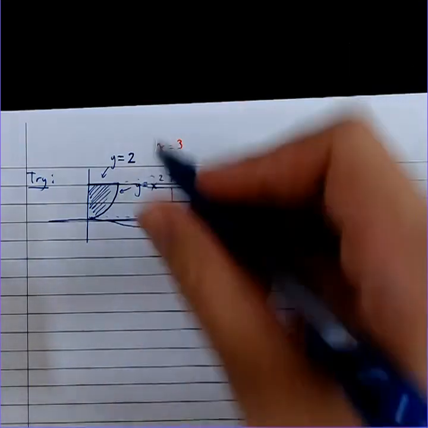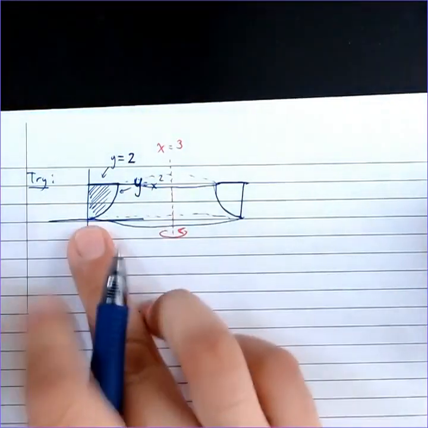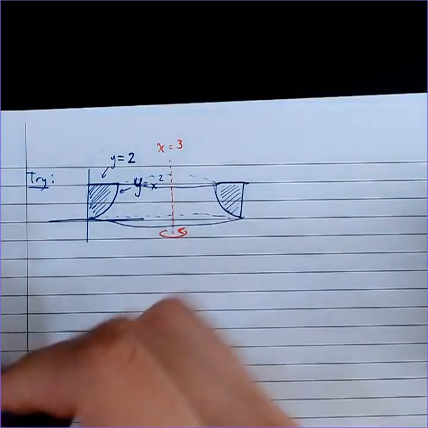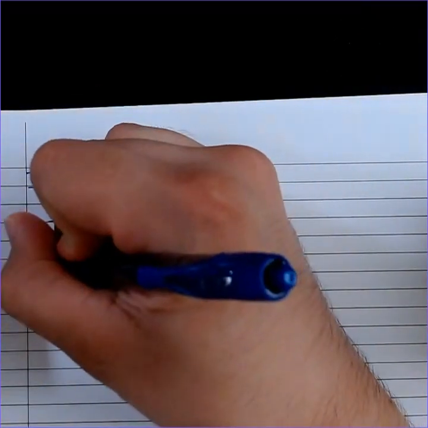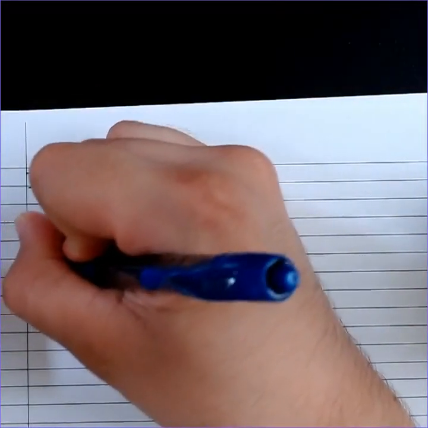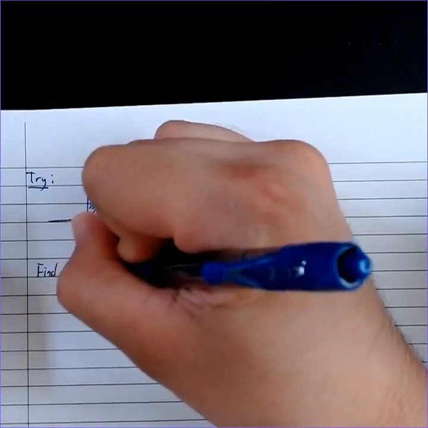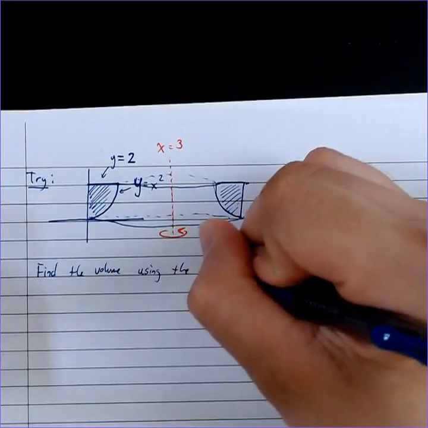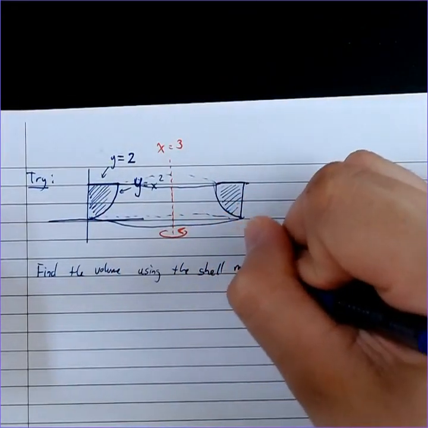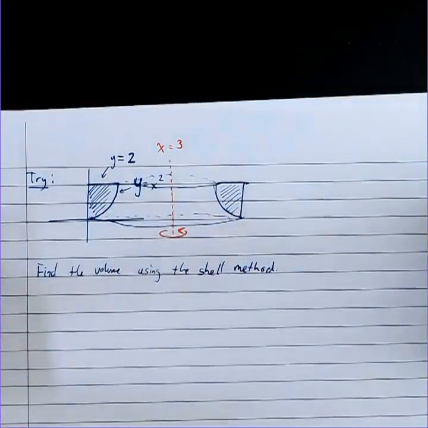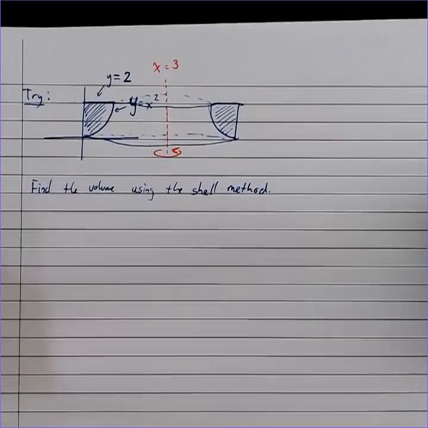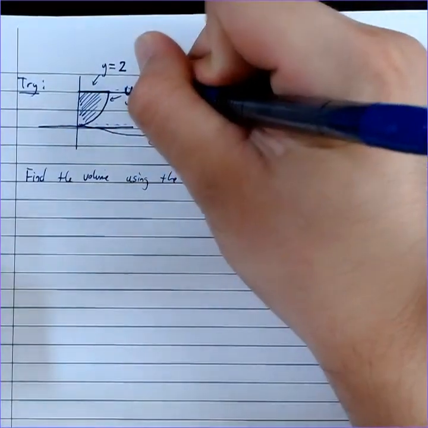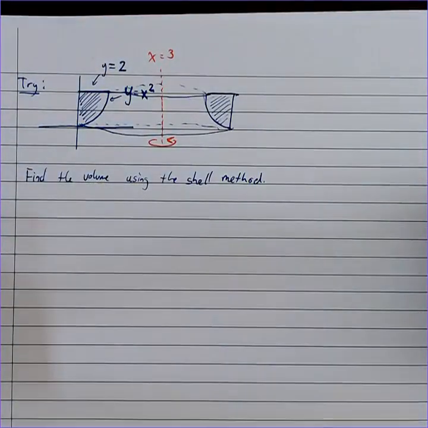All right. So you're going to take this region and revolve it around this line to form this solid of revolution, and you're going to find the volume. So using the shell method, find the volume. Okay. Go ahead and give that a try. Go ahead and pause the video to give yourself as much time as you need. And once you're done, go ahead and unpause the video and we can go through this together.